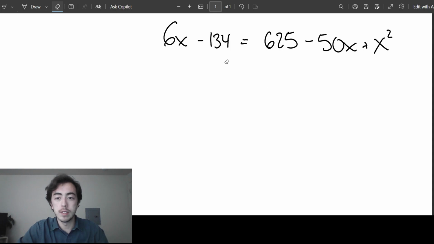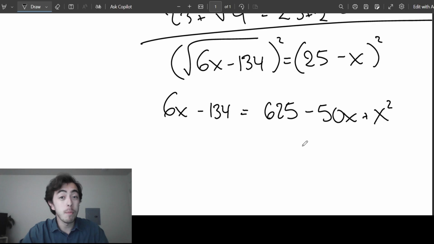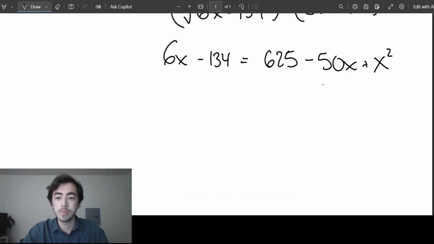So all of this is to say that if you are the one deciding to square things, you might accidentally be producing an extraneous solution, one that doesn't actually solve the original initial condition. So just something to keep in mind before we keep going.